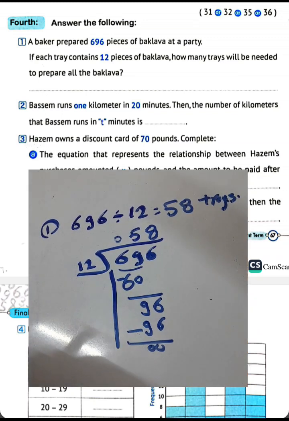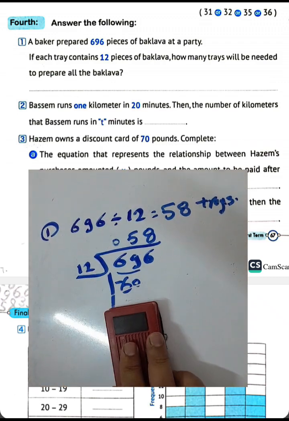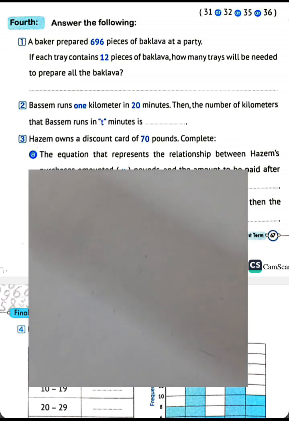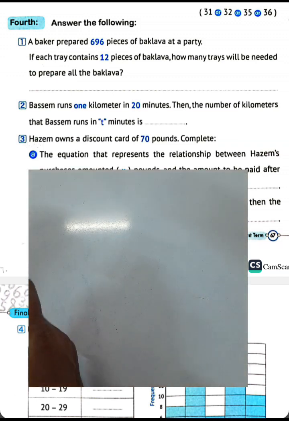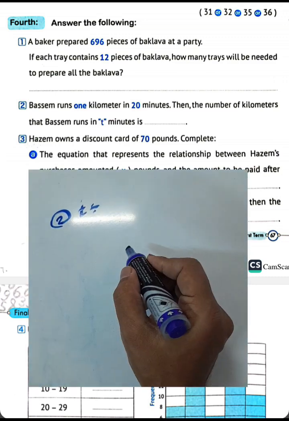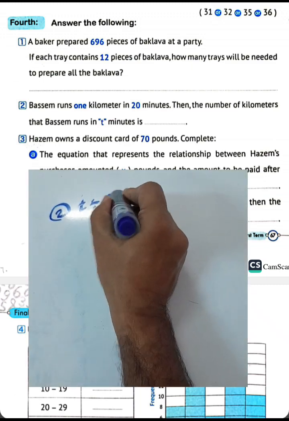Question number 2. Basim runs 1 kilometer in 20 minutes. Then the number of kilometers that Basim runs in 10 minutes will be the quotient between t and 20. Write t over 20 here. To find the number of kilometers that Basim runs in t minutes, we must divide t by 20. Okay, t divided by 20.